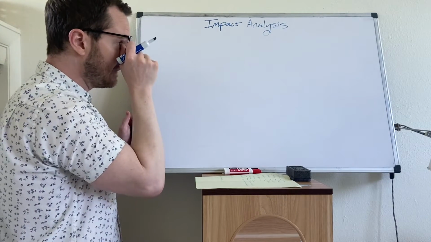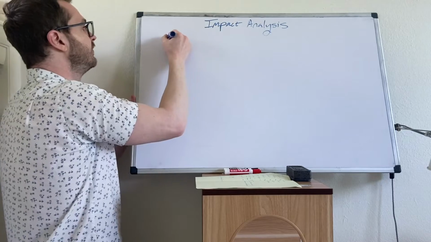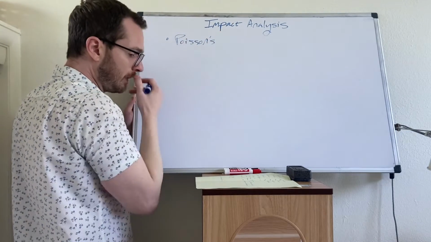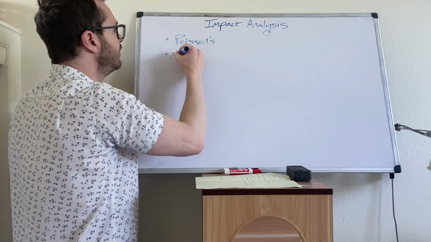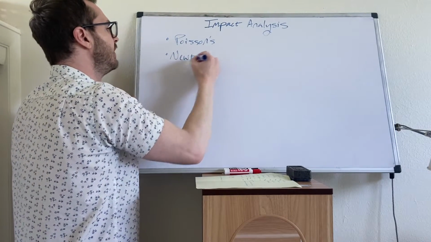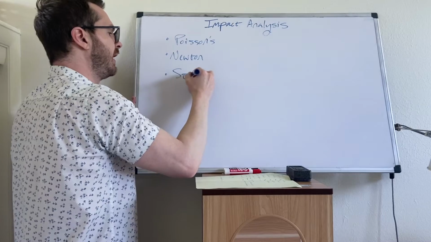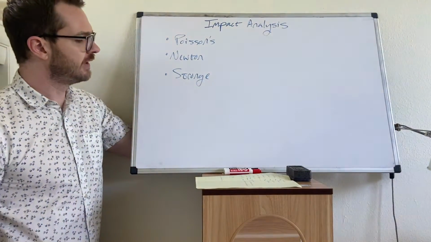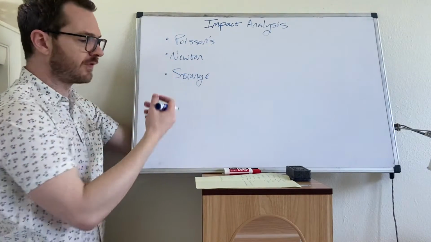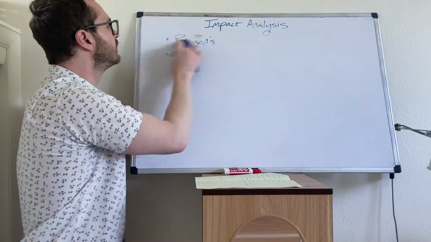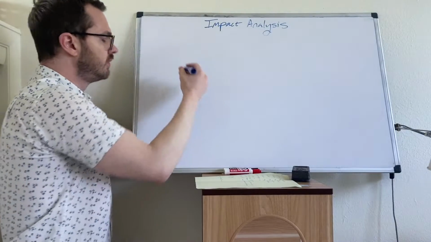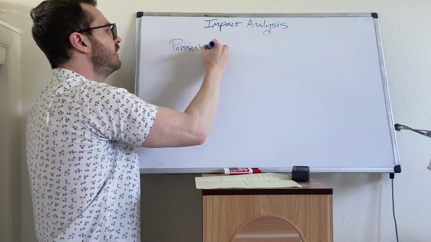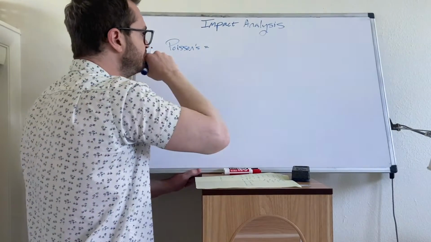Now there are several different coefficients of restitution. There is, for example, Poisson's. Newton has one. There is another one by a guy named Strange. I think that's how you spell his name, Strange's coefficient. I'm going to give you the equations for the first two. So here is Poisson's definition of this coefficient.